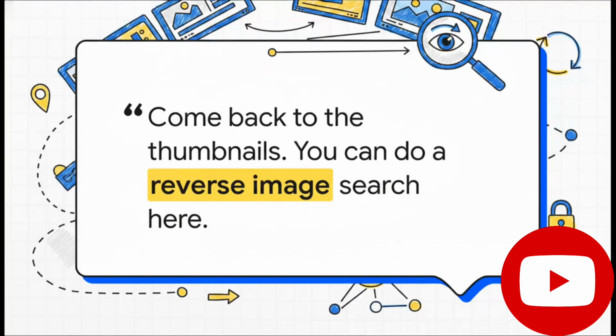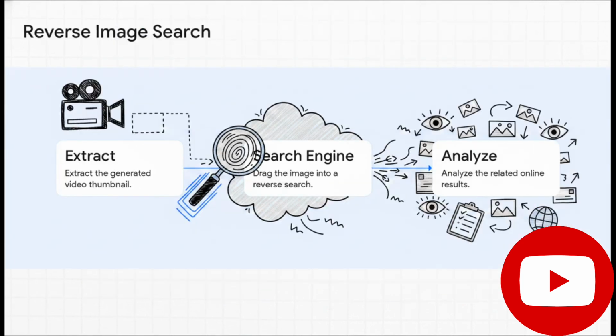Now, data isn't just about numbers and text fields. We can actually use the visual elements to trace origins across the web. As our source material points out, quote, let's come back to the thumbnails. Automatically generated thumbnails are absolutely crucial visual anchors. They aren't just clickbait, they are digital fingerprints just waiting to be tracked. By taking these generated thumbnails, we open up a whole new avenue of investigation using reverse image searching.